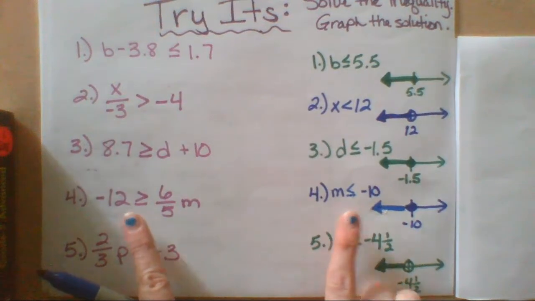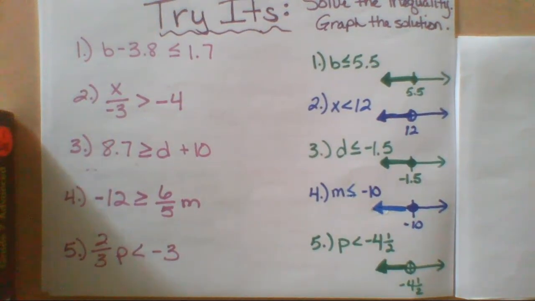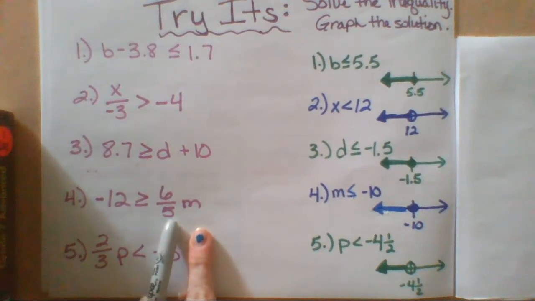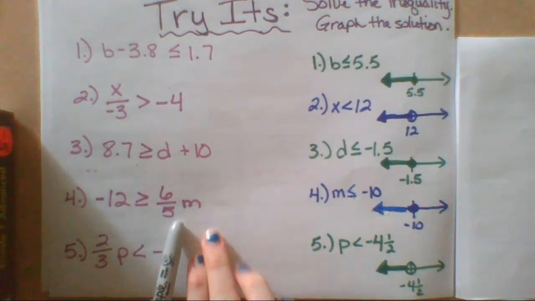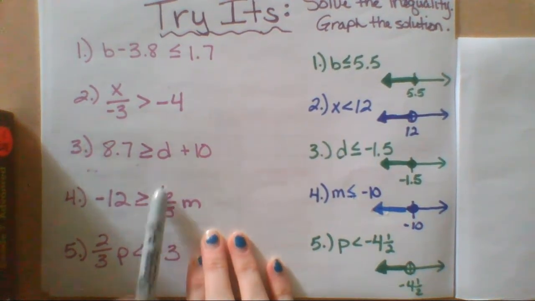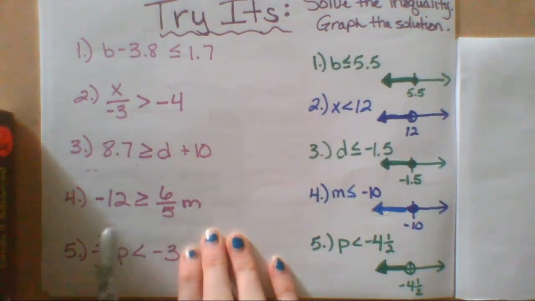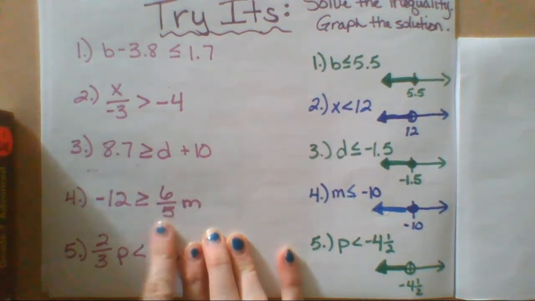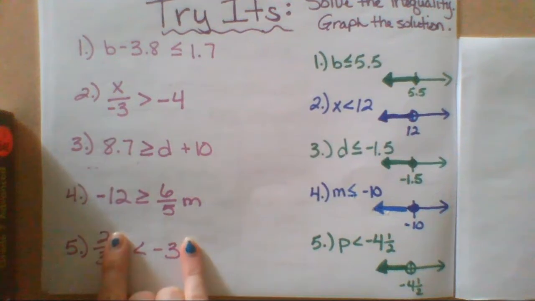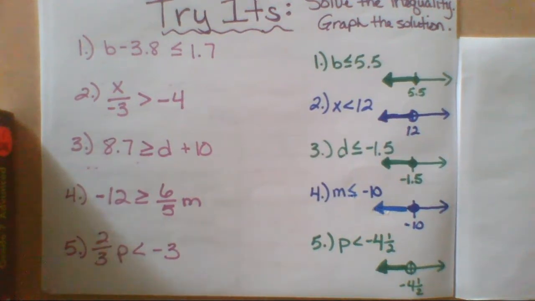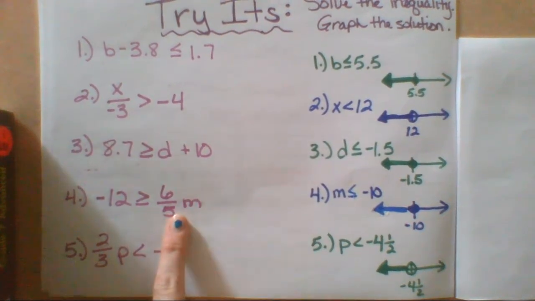Taking a look at number 4. Number 4 is another one that is most often missed, simply in that the m is on the right-hand side to begin with. So we have a fraction multiplied by the variable. We're going to end up dividing both sides by 6/5. So negative 12 divided by 6/5. So we're dividing by a fraction, multiplied by the reciprocal, and we end up getting negative 10. So negative 10 ends up on the right-hand side.